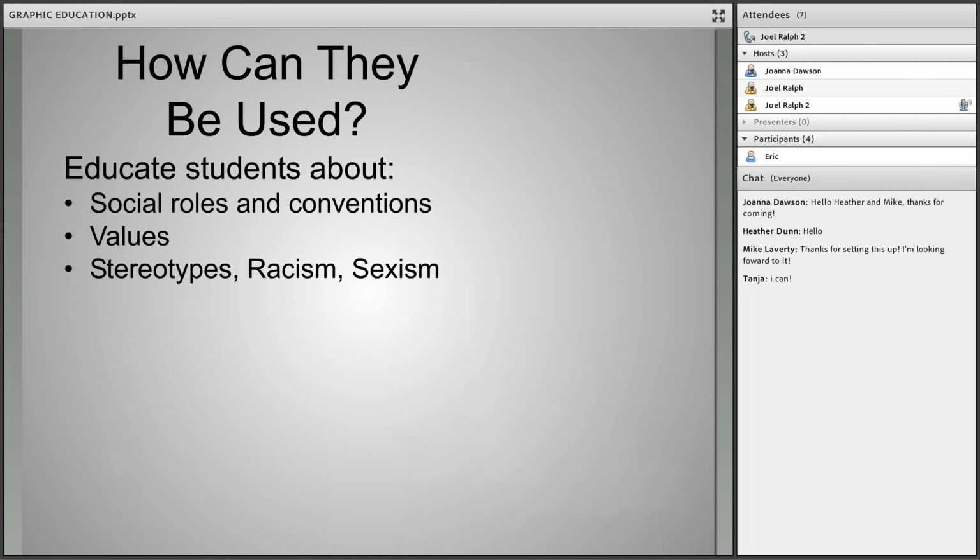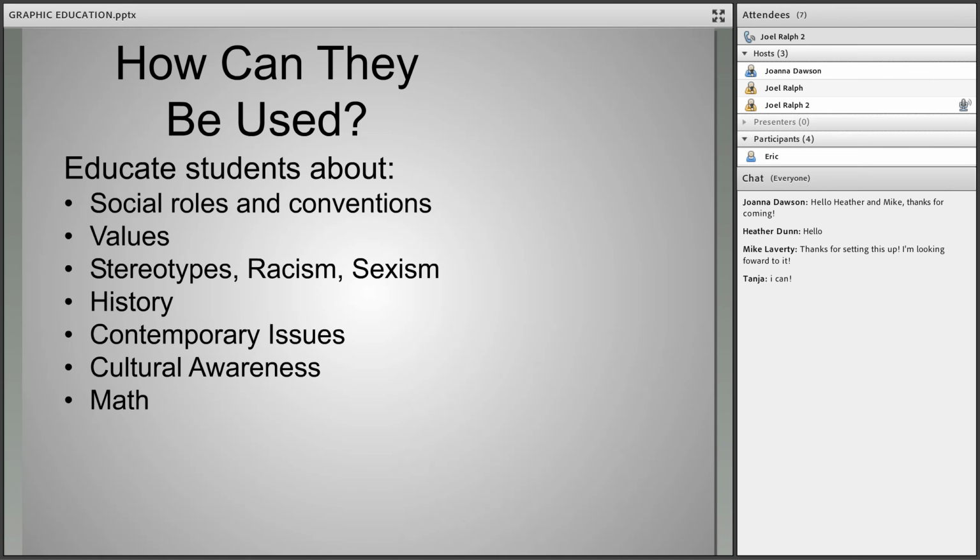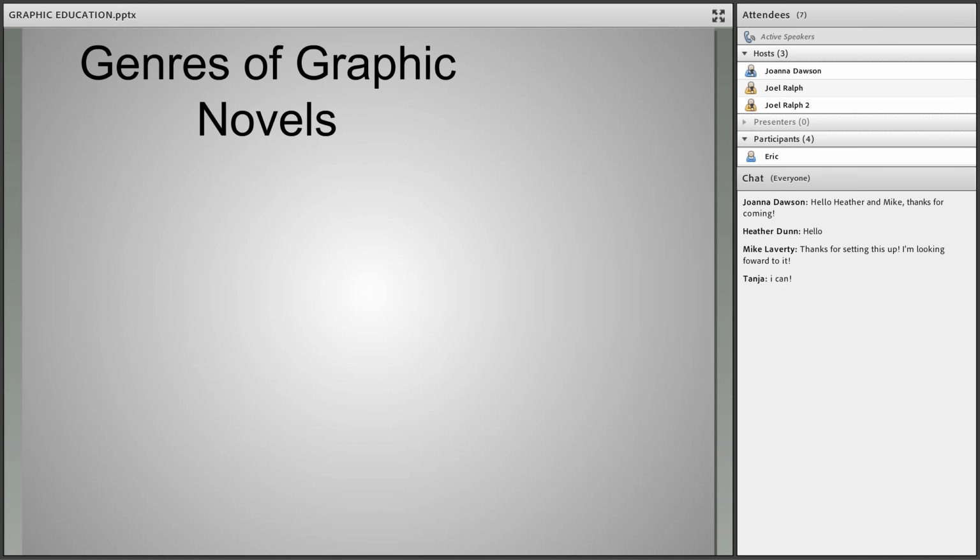Moving on. They go beyond just teaching about literature and literary devices, of course. They educate students about things like social values, roles, stereotypes, history, which will pique many of your ears out there. And certainly I exist in the world of history, contemporary issues, cultural awareness, and even math. So you might think we're stretching here a little bit, but I'm going to show you some examples of how the graphic novel teaches these things.